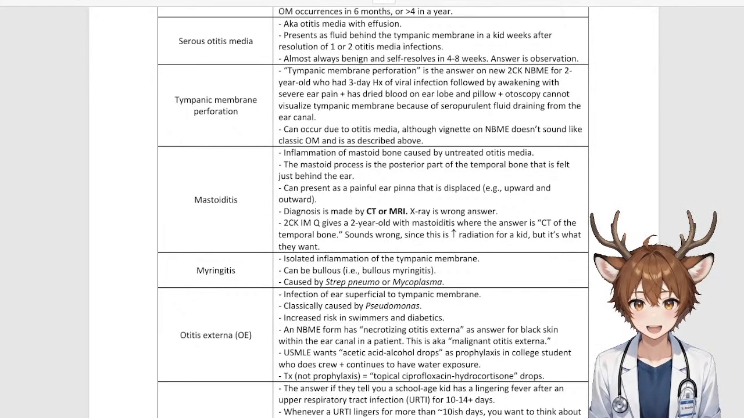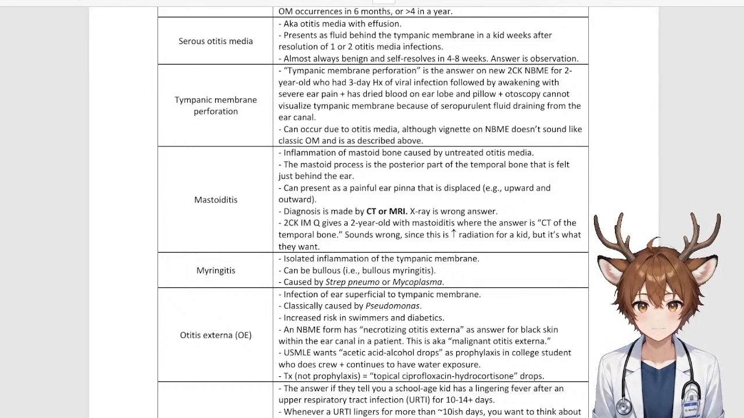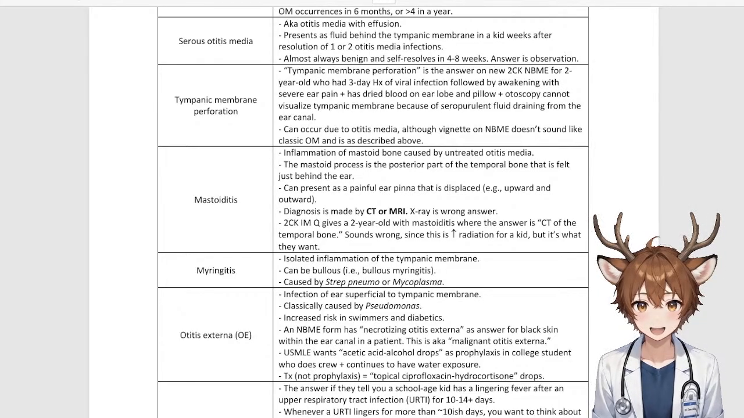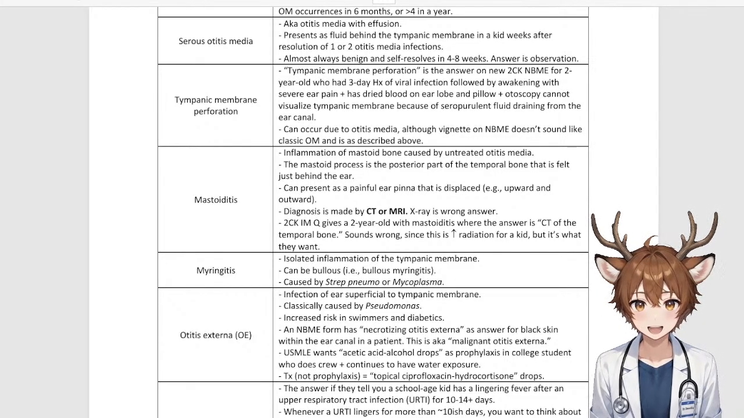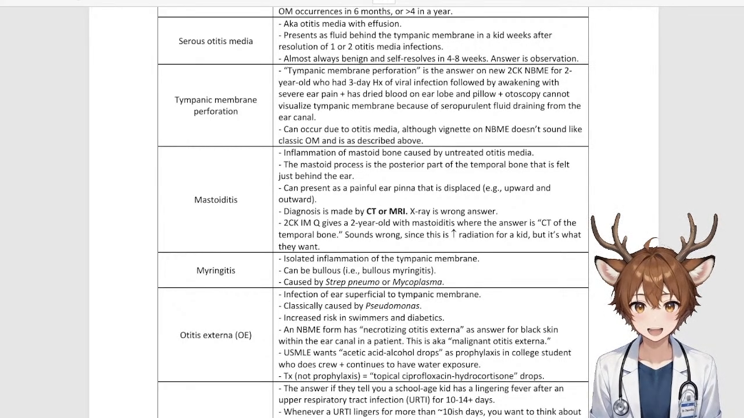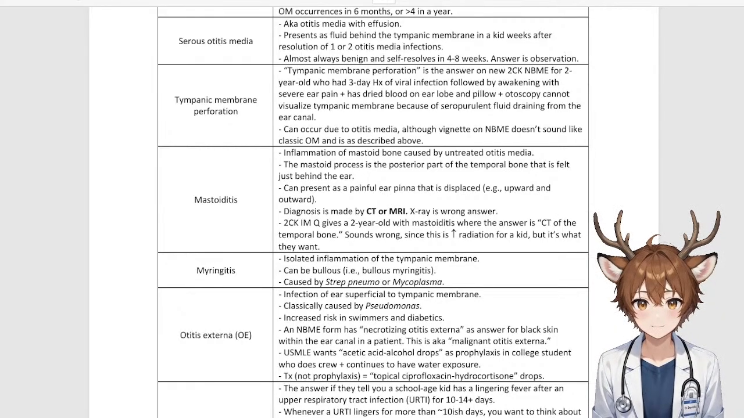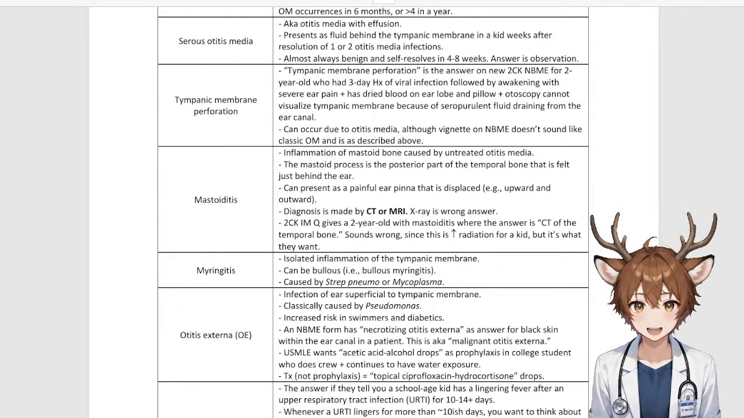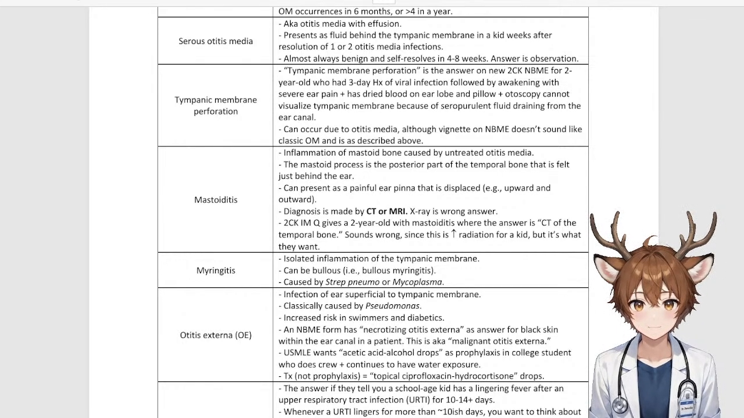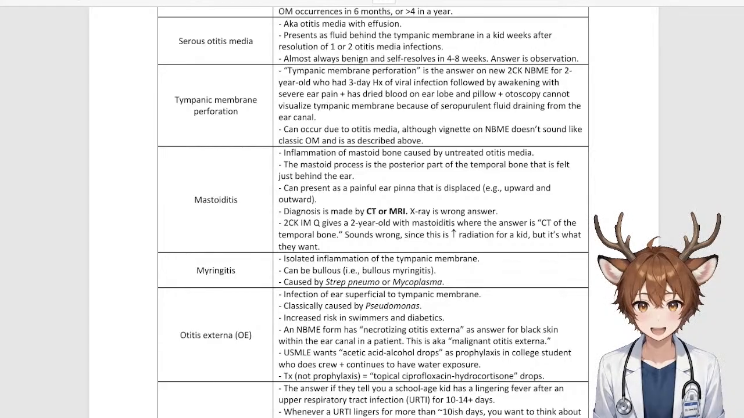Tympanic membrane perforation. Tympanic membrane perforation is the answer on the new 2CK NBME for a 2-year-old who has a 3-day history of viral infection followed by awakening with severe ear pain plus dried blood on the earlobe and pillow, plus otoscopy cannot visualize the tympanic membrane because of seropurulent fluid draining from the ear canal. This can occur due to otitis media, although the vignette on the NBME doesn't sound like classic OM as described above. So if it doesn't necessarily sound like classic otitis media, then it might be this tympanic membrane perforation matter.